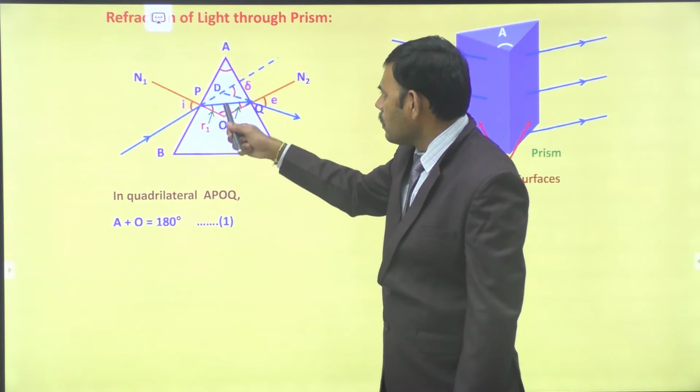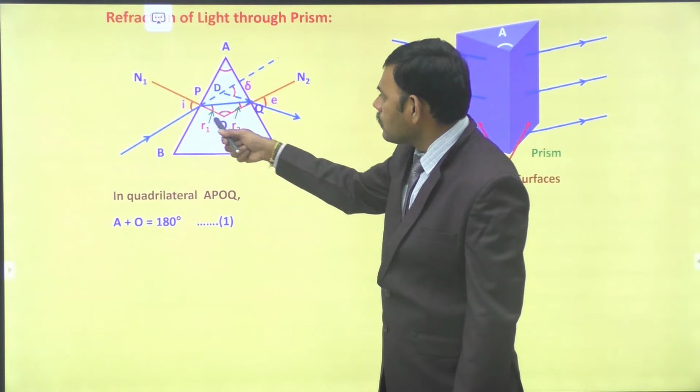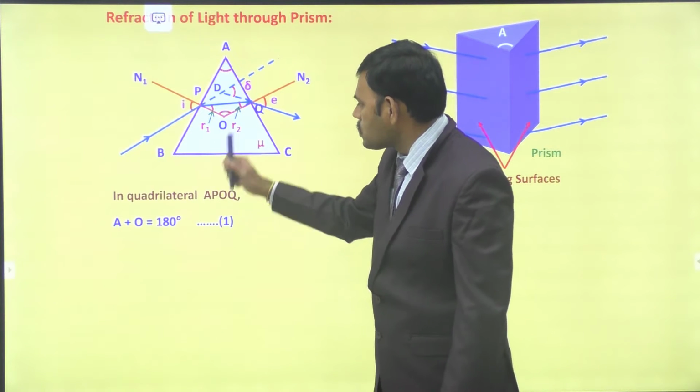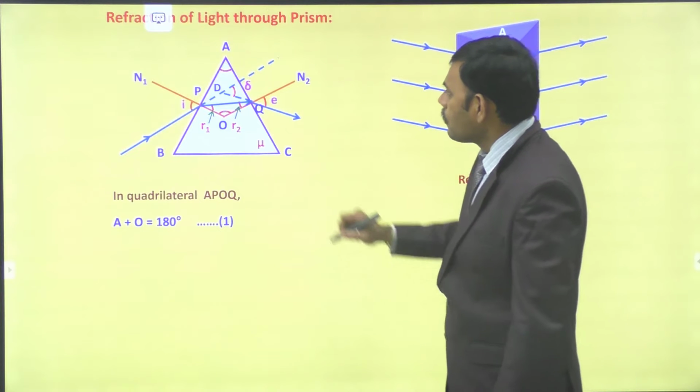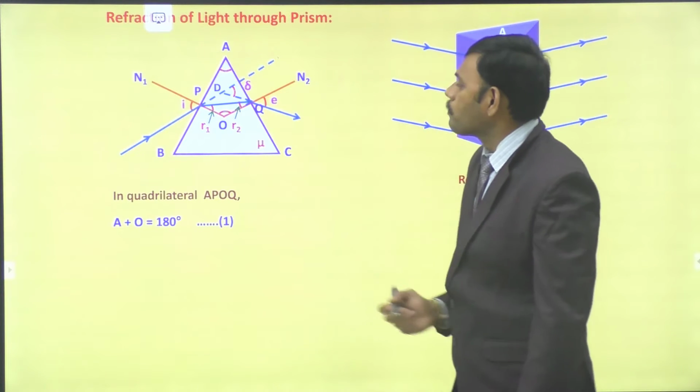So angle A, that is angle of prism. Angle O, that is angle POQ. Sum of these two must be equal to 180 degrees from quadrilateral APOQ.